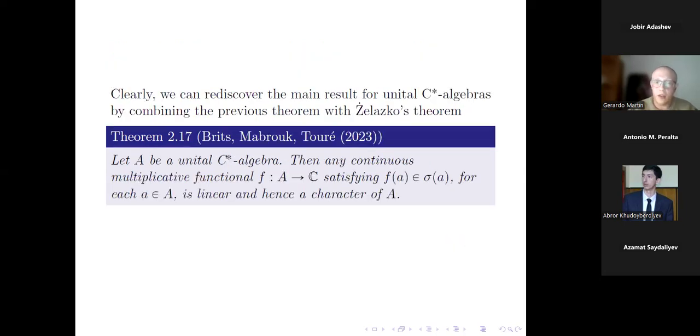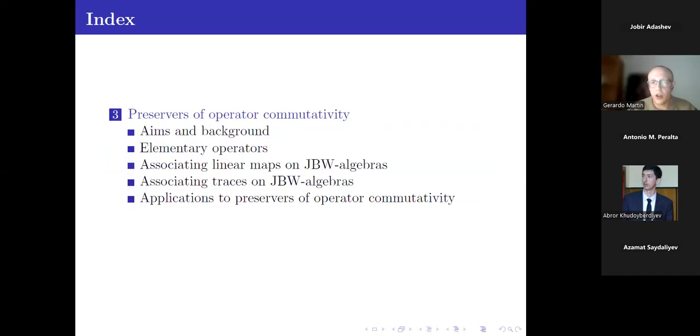And now we can rediscover the main result for unital C-star algebras, combining the previous theorem with a result by Kaplansky, and we obtain the aforementioned theorem by Briggs, Mabrouk, and Touré for unital C-star algebras. In the following section, we will focus on preserver problems of commutativity.